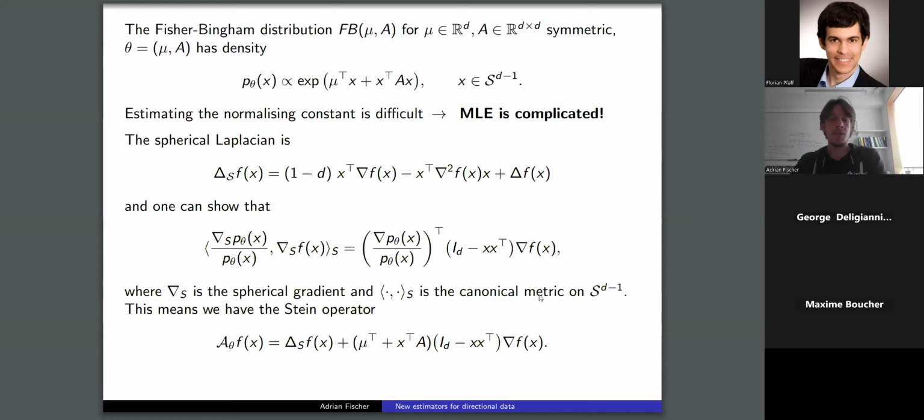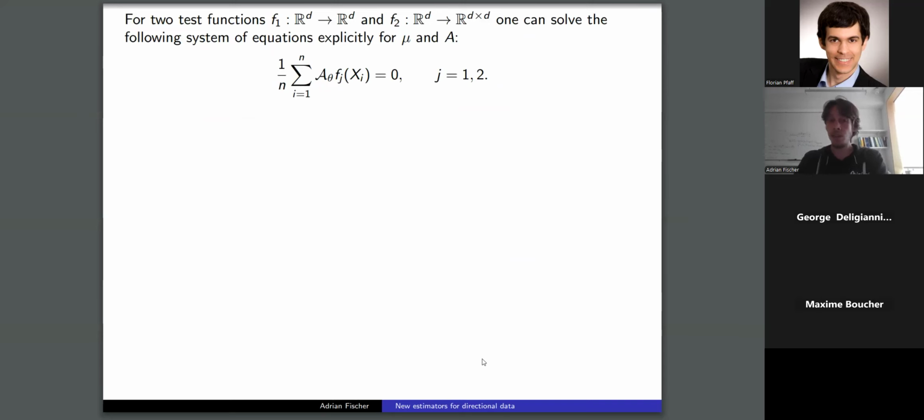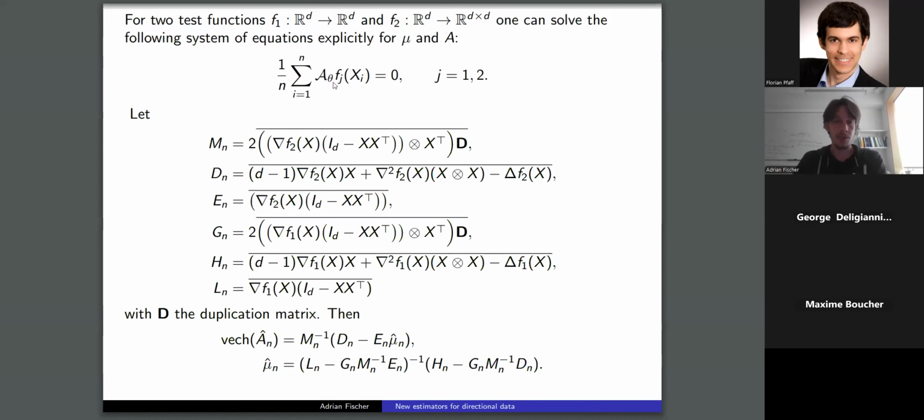And now we do the exact same thing as before. We want to estimate mu and A given a sample. Therefore, we choose two functions, one vector-valued function for mu and one matrix-valued function for the matrix A. Then we end up with a set of equations. We again look at the empirical sample mean, and we try to solve this for theta, which in this case is mu and A. And as it turns out, you can solve that completely explicitly. You don't have to read all that in detail here. This is just to show you that the estimators are completely explicit. The bar here just means sample mean. Bold D is the duplication matrix. And for any two test functions F1 and F2, you can solve this explicitly, and you get these two estimators, A hat and mu hat.